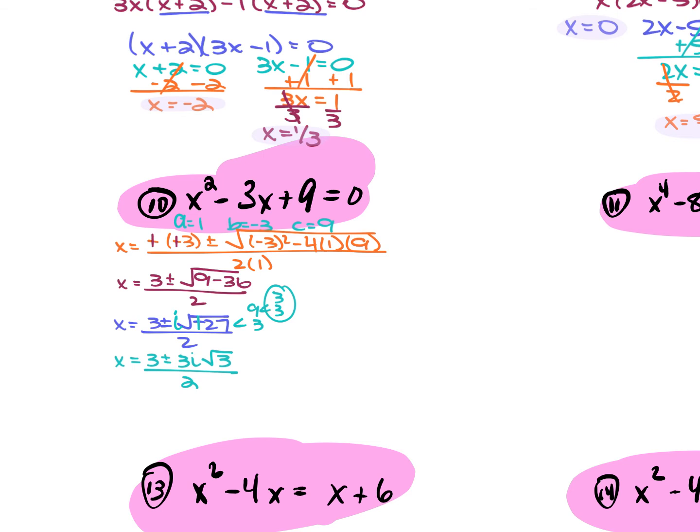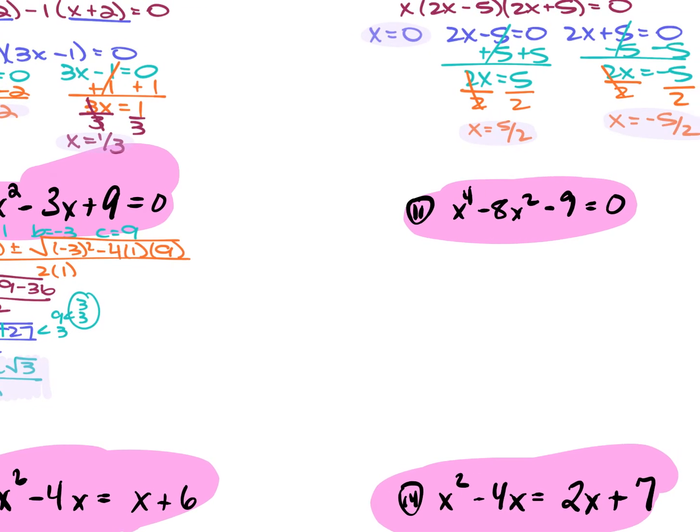Can you simplify this any further? No. The reason why you cannot is because the 3i square root 3 and the 2 do not share a common factor other than 1. Let's say it was 3 plus or minus 3i square root 3 all over 6. Then you can simplify by dividing each of those terms by 3.